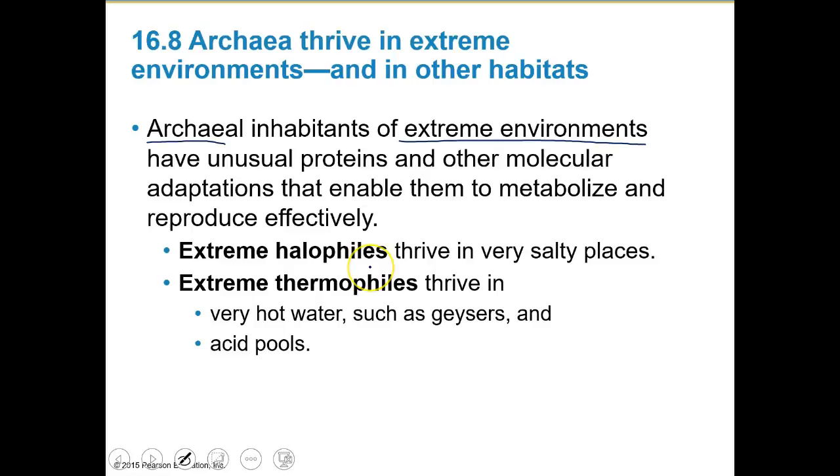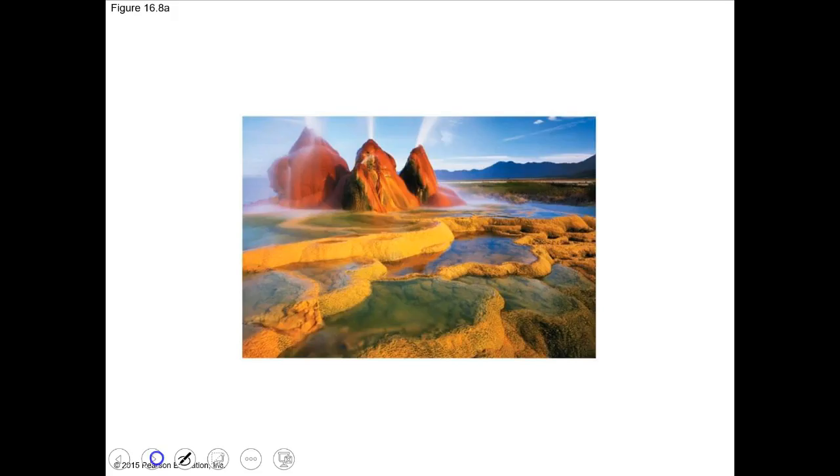So extreme halophiles just means that they thrive in really salty places, and we have extreme thermophiles, which live in hot water and acid pools. Phile means loving, halo is salt, so it's salt-loving. Thermophiles, phile is still loving, thermo is heat, so heat-loving. All right, so there's some geysers for us.